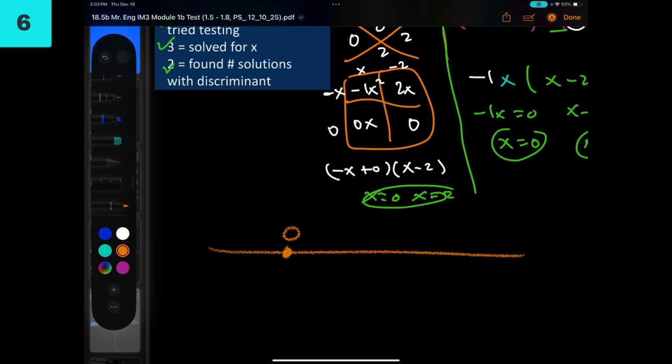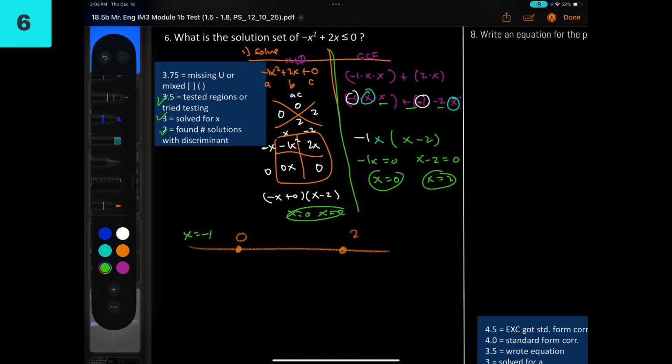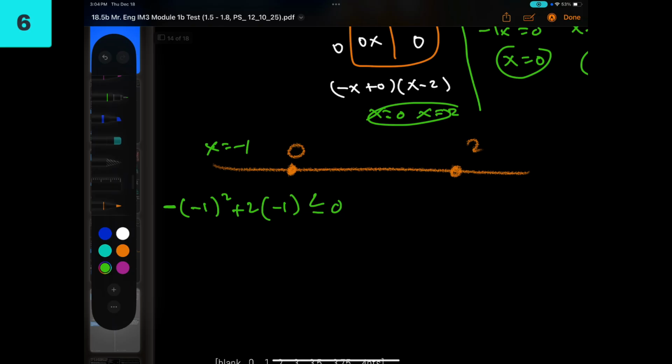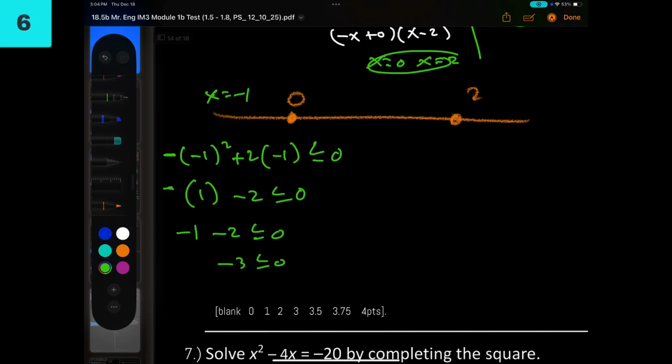So I like to draw it out. And let's test the region. So I need a number. You can't test 0, but you can test negative 1. And you can put -1 back into the original and see if it's true or false. So that becomes 1. So opposite of 1 is -1. So -3 is smaller than 0. That is true.